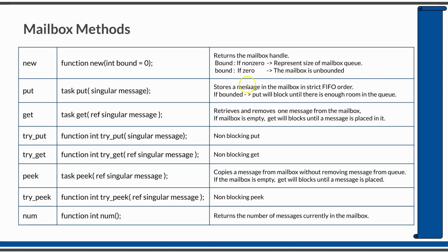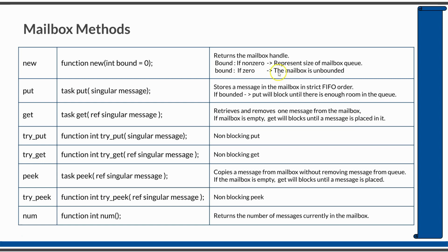These are the functions and tasks that come along with the mailbox instantiations. The function new will return the mailbox handle, so it should always be created before using the mailbox. And you can optionally pass an argument to this new function. So if you are not passing anything, that mailbox will be unbounded. That means the mailbox size is infinite. You can send any number of transactions to the mailbox.